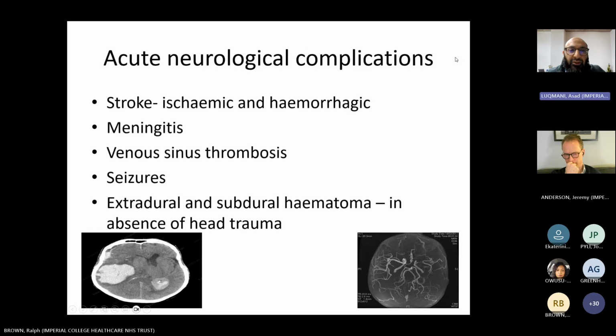So neurological presentations are common in sickle cell disease, particularly in children, and these can take the form of stroke, either thrombotic or hemorrhagic, thrombotic being more common in children, and hemorrhagic in adults due to development of cerebral vasculopathy due to sickle cell disease. Next slide.